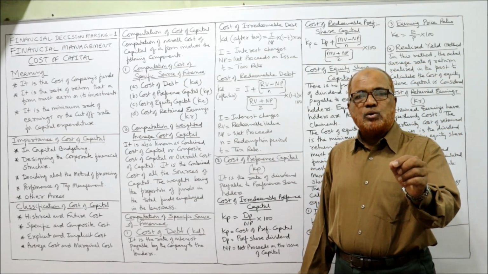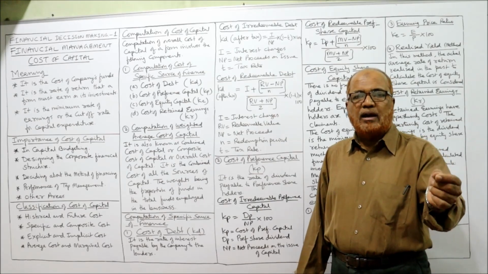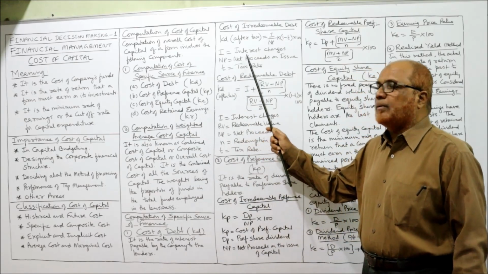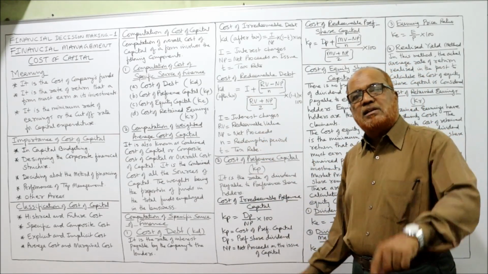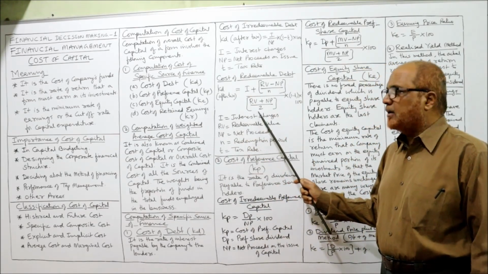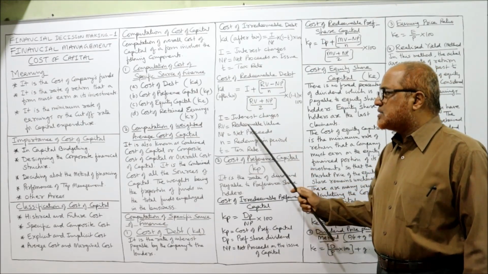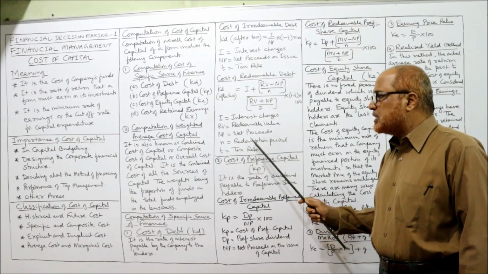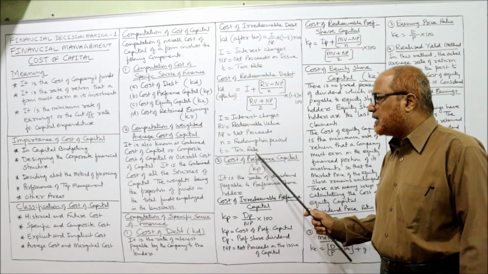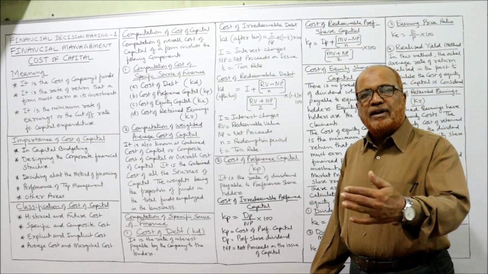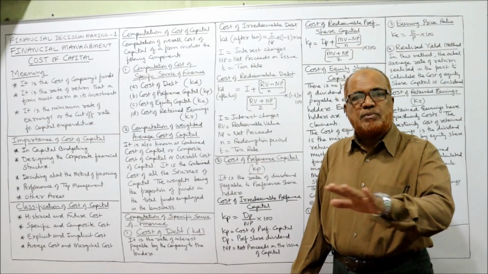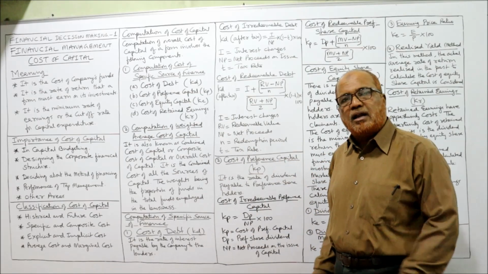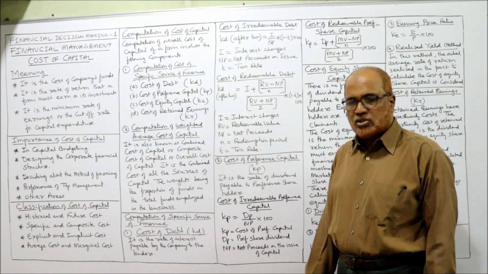So in the problem you have to see whether it is redeemable or irredeemable. If date of redemption is not given, irredeemable. If date of redemption is given, redeemable. This formula you have to apply. I stands for interest charges, RV stands for redeemable value, NP stands for net proceeds, N redemption period, T tax rate. Next video I'll start the problems. The concept will be more clear. Right now you will get just a bird's eye view regarding how to compute the specific cost.